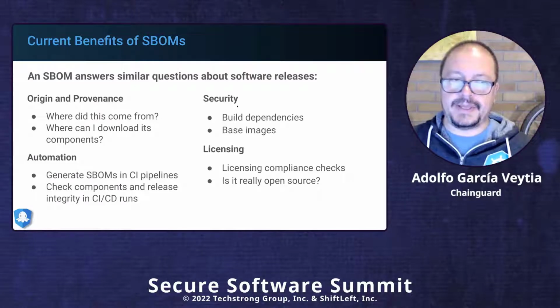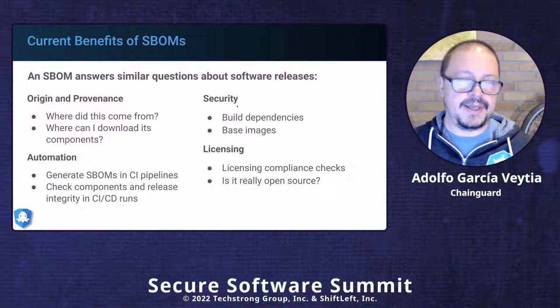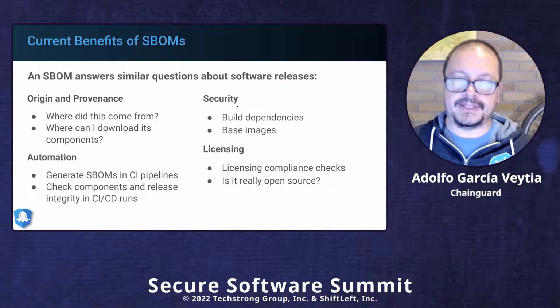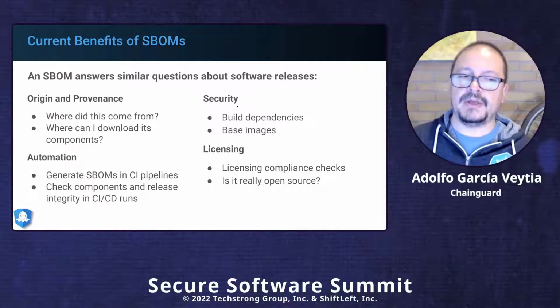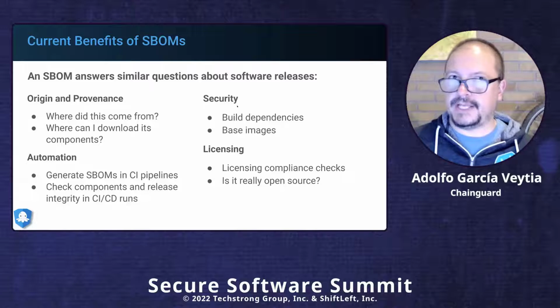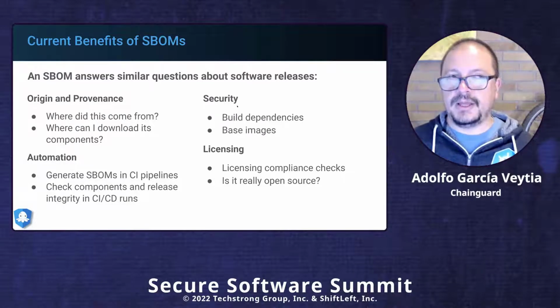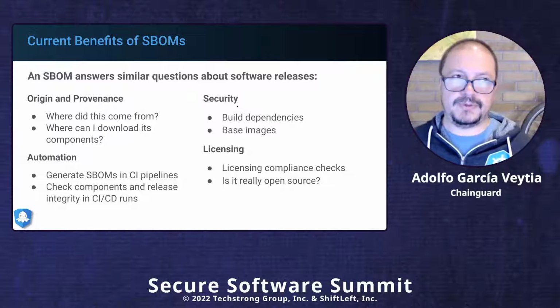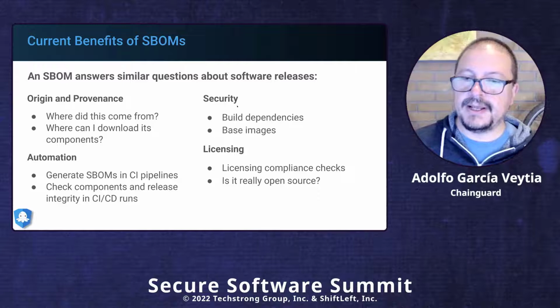Then you can also gain benefits by automating the SBOM consumption and generation during your CI runs. You can generate an SBOM when you run your CI/CD pipeline, and you can also check SBOMs during your CI/CD runs to check the components that you are actually pulling in.